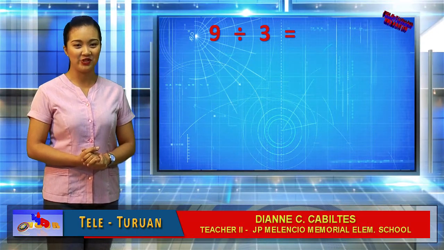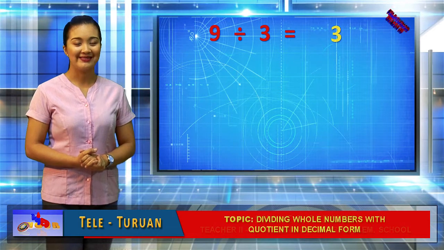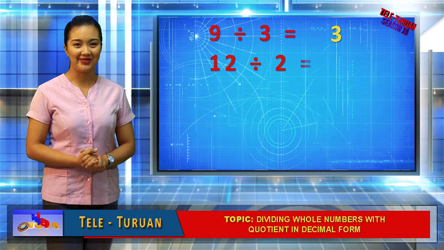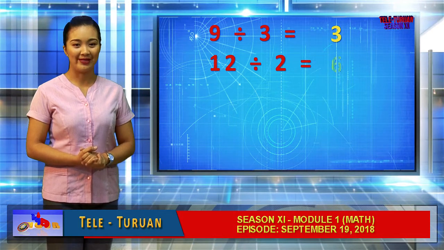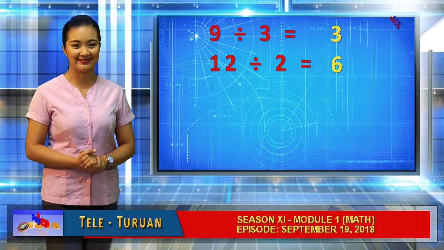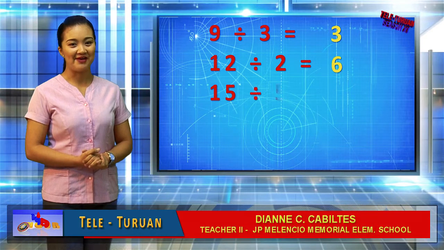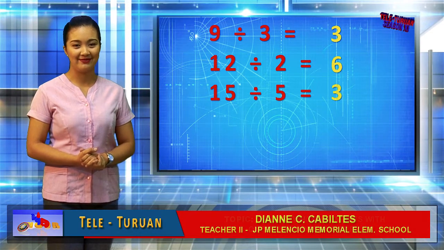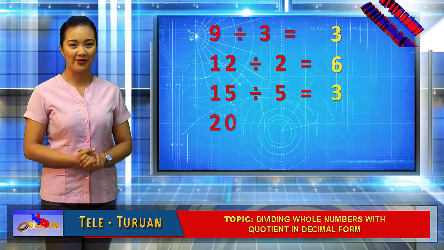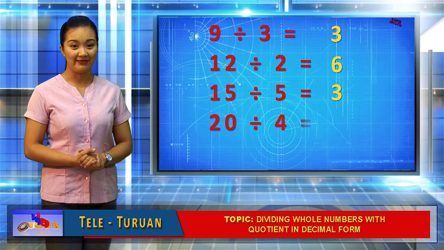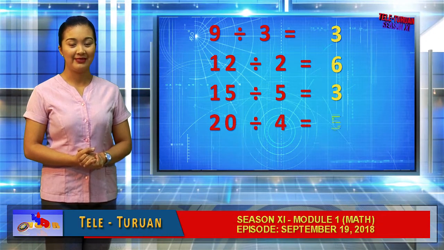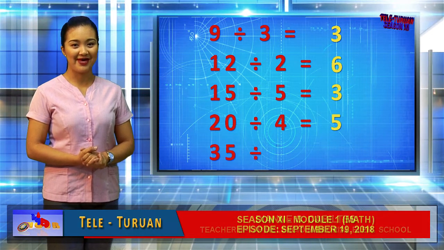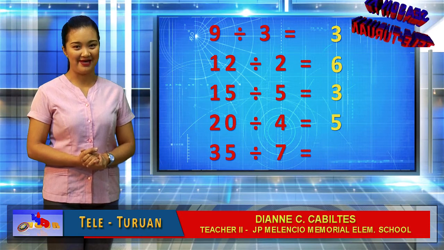9 divided by 3. 9 divided by 3 is equal to 3. 12 divided by 2. 12 divided by 2 is 6. 15 divided by 5. 15 divided by 5 is equal to 3. 20 divided by 4. 20 divided by 4 is equal to 5. And 35 divided by 7. 35 divided by 7 is equal to 5.